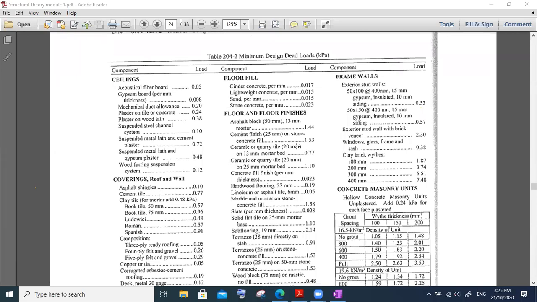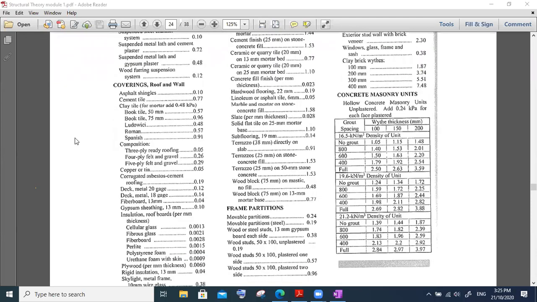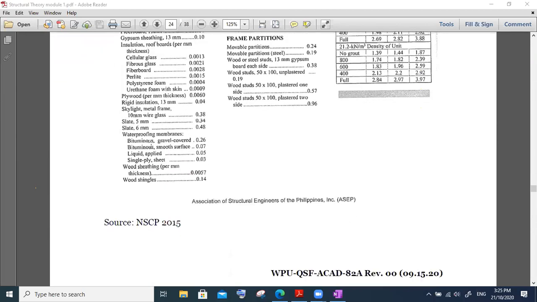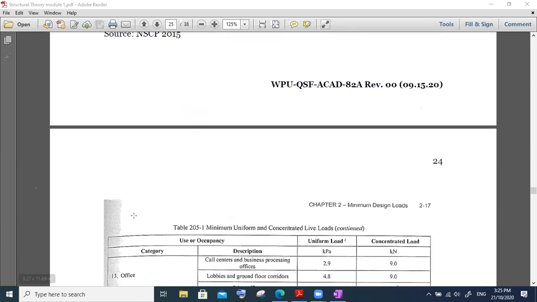So cement finish, we have 1.53. Stone concrete, this is 0.023. The cinder concrete, we have 0.017. So lightweight concrete, that is 0.015. Sand is 0.015. Technically, titingin lang tayo dito. At ito is lifted from NSCP 2015. Doon ko to siya kinuha.